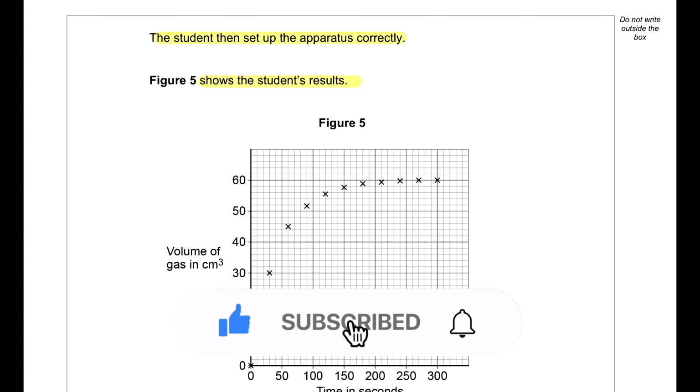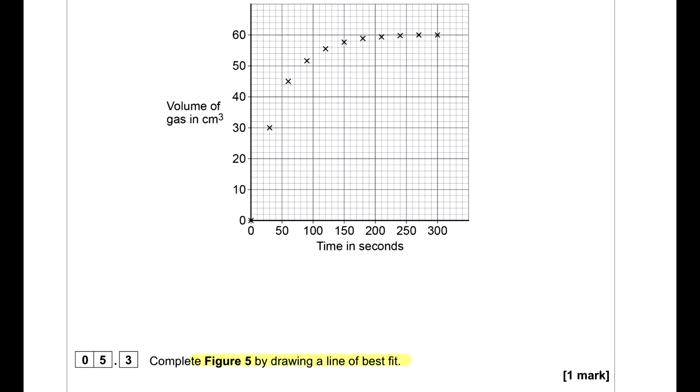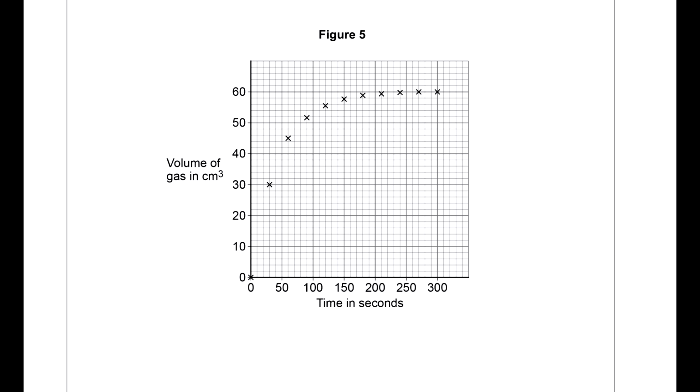Figure 5 shows the student's result. Complete figure 5 by drawing the line of best fit. When we are asked to draw the line of best fit, all we have to do is try to go through all the points and make as smooth a line as possible. Now this device has a little bit of auto correction, so we're trying to use that.